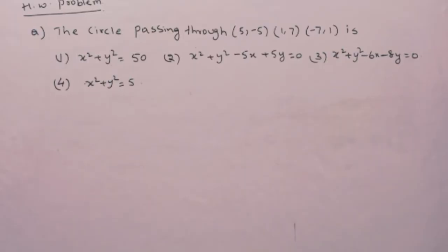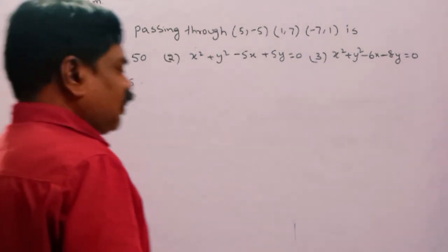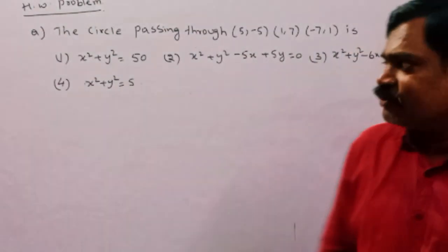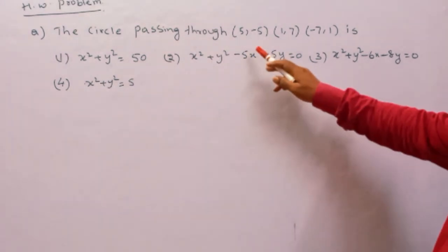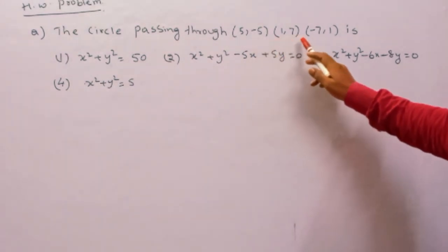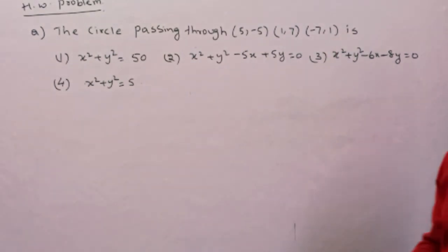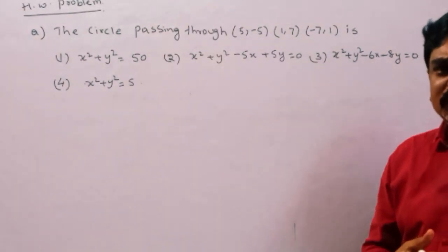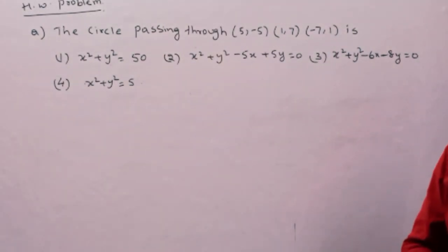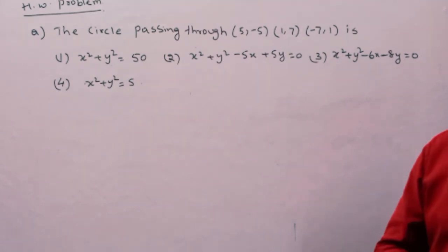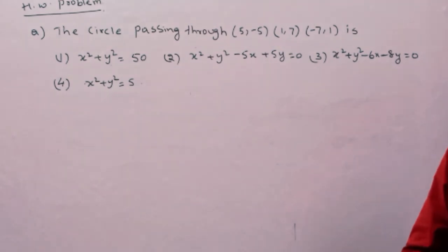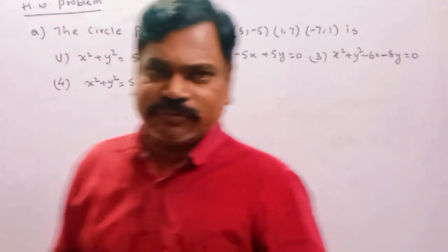Here we have one more problem from circles. The circle passing through the points 5 comma minus 4, 1 comma 7, minus 7 comma 1 is. Already we have done this type of problem. So using the formula, you have to find this problem as homework. I give it to you for practice purposes.